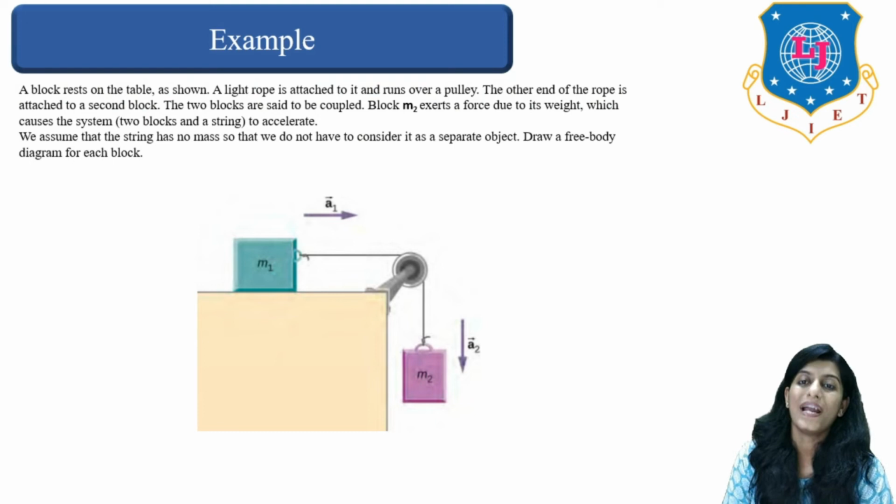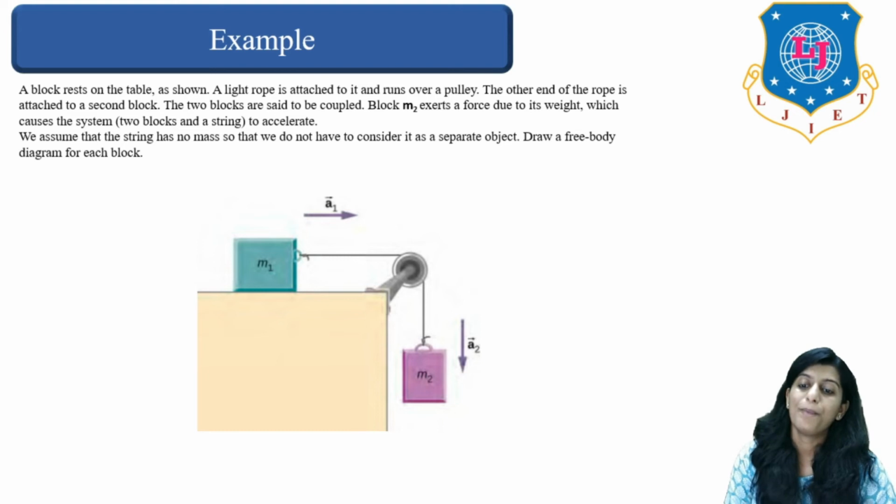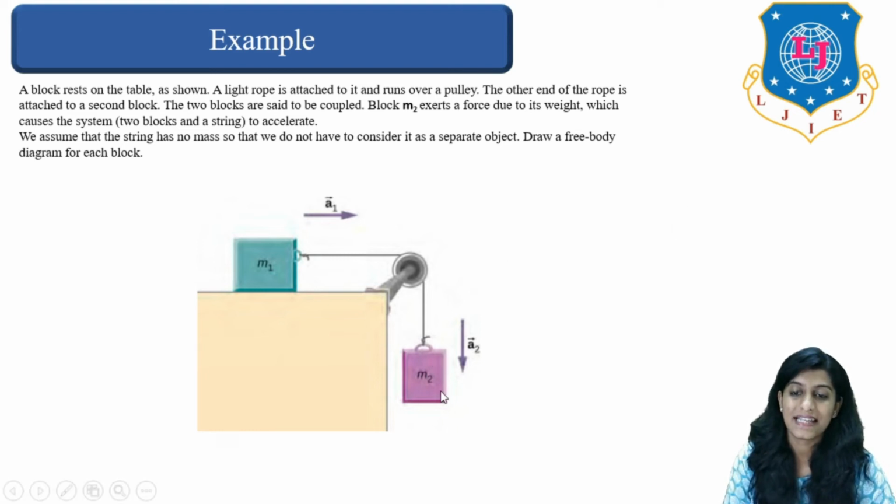Now let us take one example associated with this. So here you can see an example of a pulley system. A block rests on a table as shown here. You can see that M1 is a block of mass M1 resting on a table. A light rope is attached to it and runs over a pulley. The other end of the rope is attached to a second block. As you can see here, this is the second block.